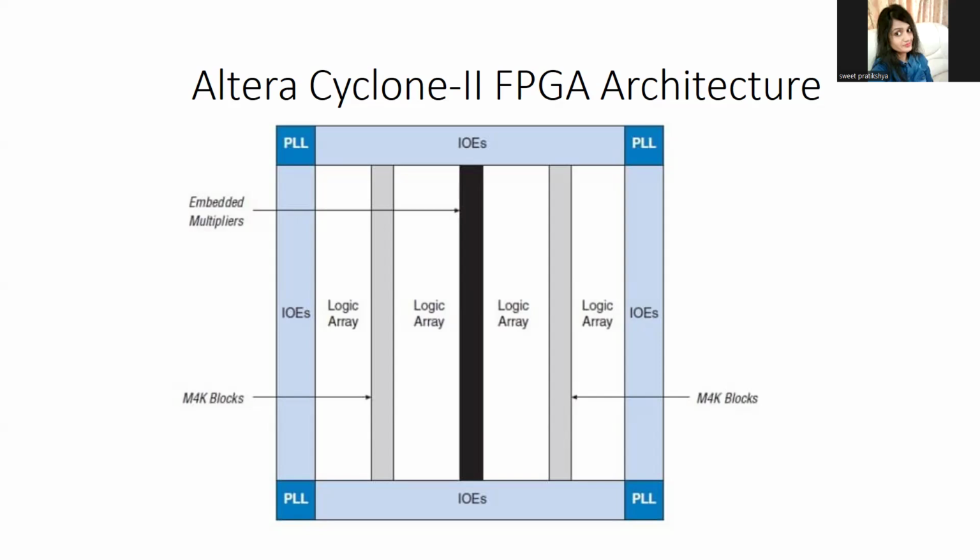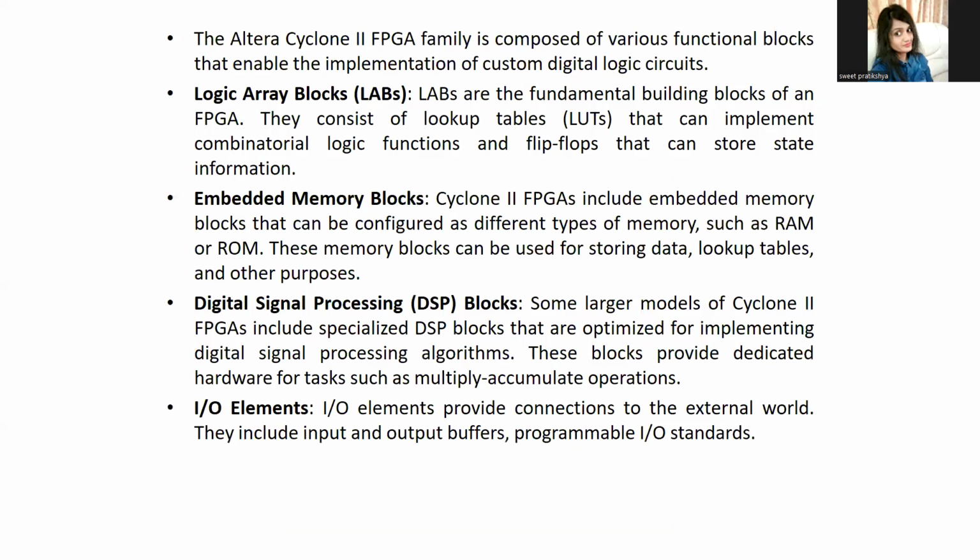So what is the difference we find in the Cyclone 2 architecture? Here we have the embedded multipliers. Also we have logic array blocks and DSP units and the input-output elements. Now we'll explore one by one. The Ultra Cyclone 2 architecture is composed of various functional blocks that enable the implementation of custom digital logic circuits. As we discussed, logic array blocks contain the lookup tables which can implement combinational logic functions such as AND gate, OR gate, and also the flip-flop to store the data and the information.